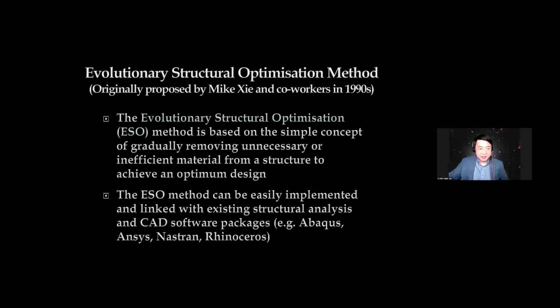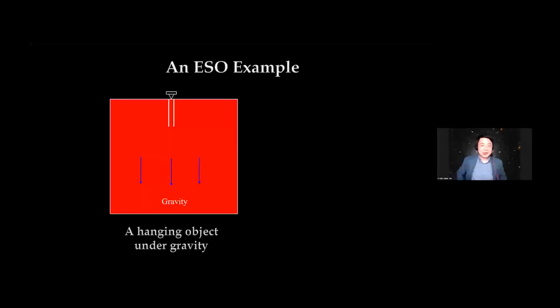I'm going to show you a very simple example to explain what is evolutionary structure optimization. Say if you want to design a structure with this given boundary condition and loading condition. In this case, we have 1 point fixed on the top, and we have gravity load applied to the whole structure. We want to know what would be a better shape or more efficient shape to satisfy this given boundary condition and loading condition. If we don't know the answer, it doesn't matter.